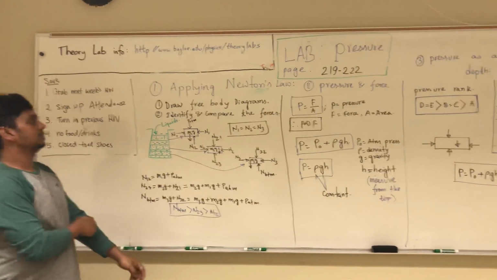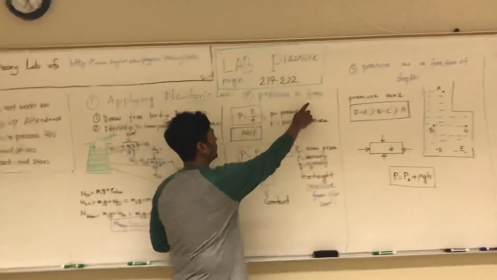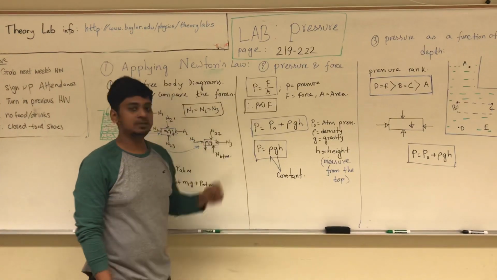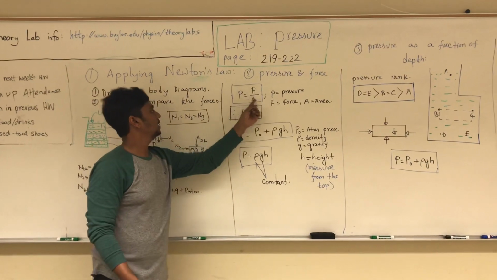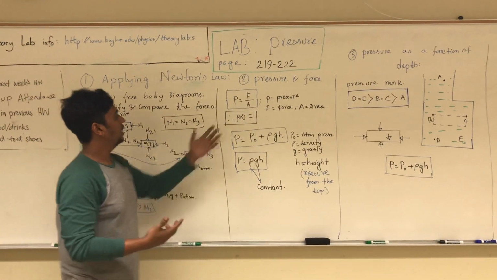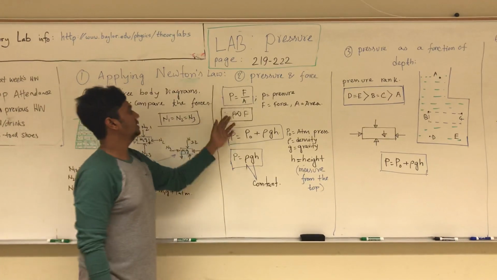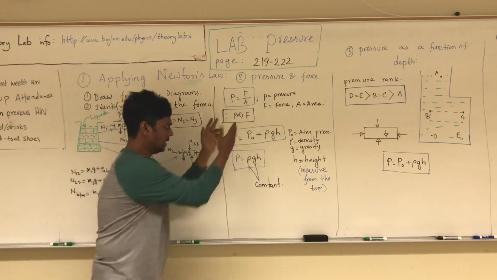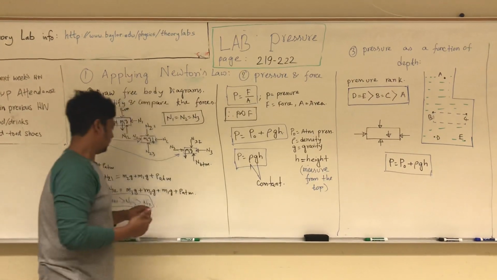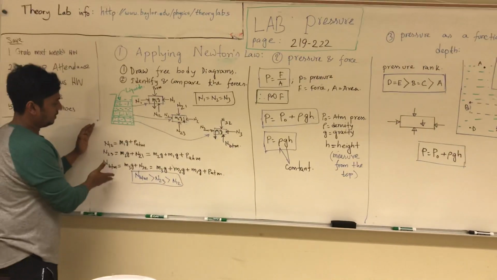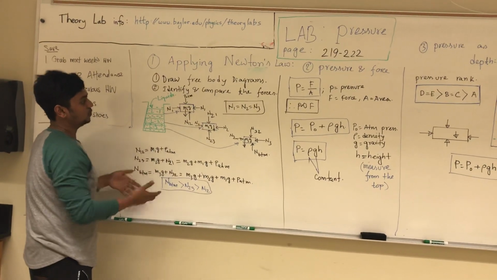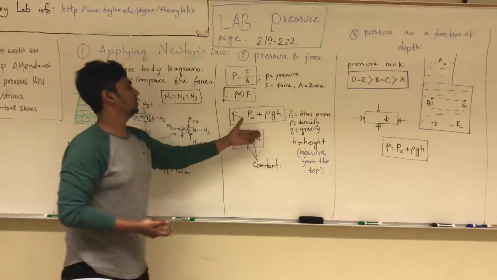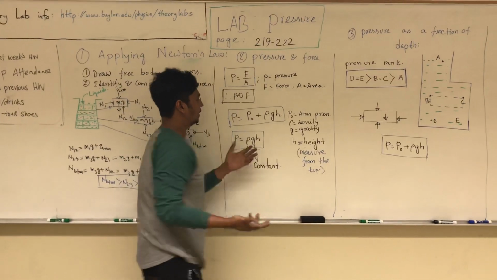Now the second section is named pressure and force. We know a formula, P equals F by A, where P is pressure, F is force, A is area. If I consider A as constant, that means P is proportional to F. This equation tells us that among these, the layer that has the most force will have the most pressure.